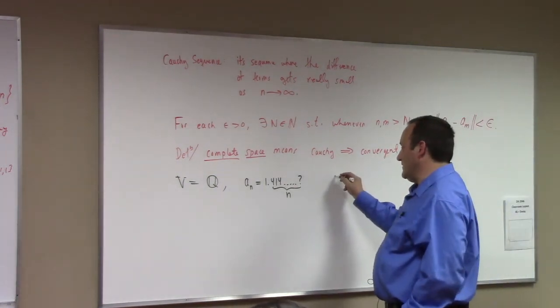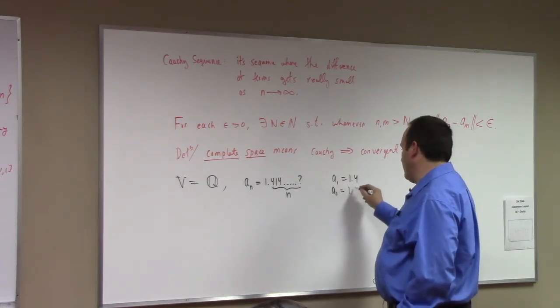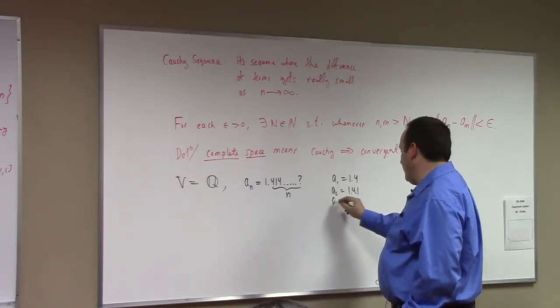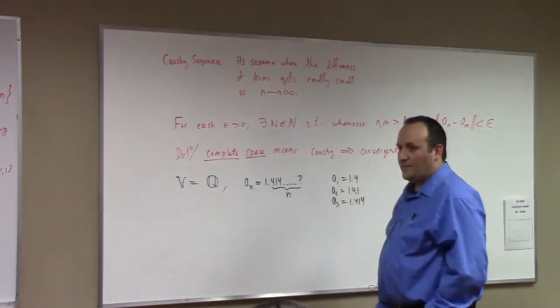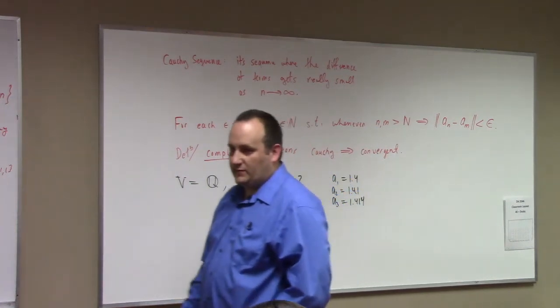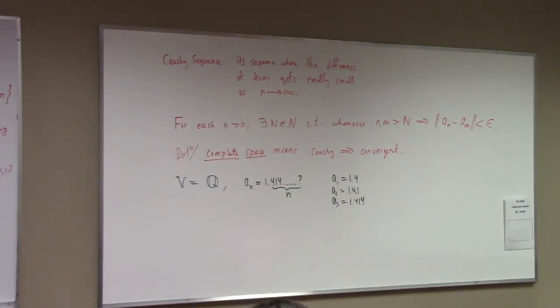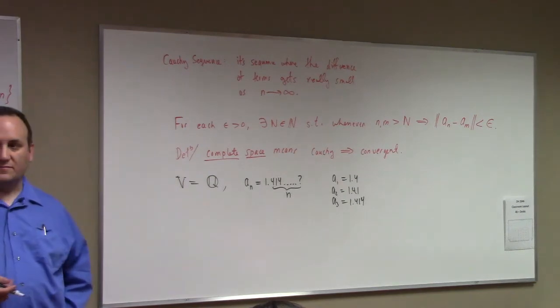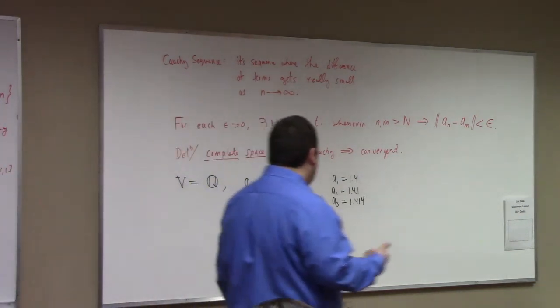For example, a sub 1 would be 1.4. A sub 2 would be 1.41. A sub 3, 1.414. That's about all I remember. But this much I also remember, it's not repeating. This goes on and on. If it did repeat, you could prove that the square root of 2 is rational, but that leads to other contradictions. My point to you is that this is an unending sequence.